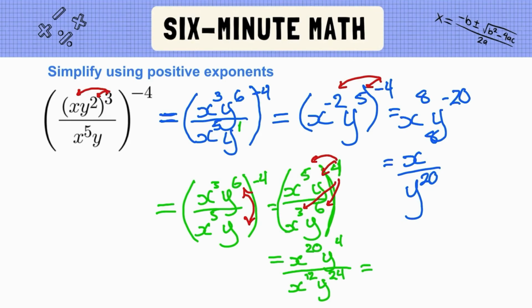And then I use my quotient law. 20 minus 12 is going to be x to the 8. And 4 minus 24 is negative 20. And I know that any negative exponent will go on my bottom. And as you can see here, I have the same answer in blue as I do in green. So just to repeat myself, it doesn't matter the order in which you do your exponent laws as long as you do them correctly.